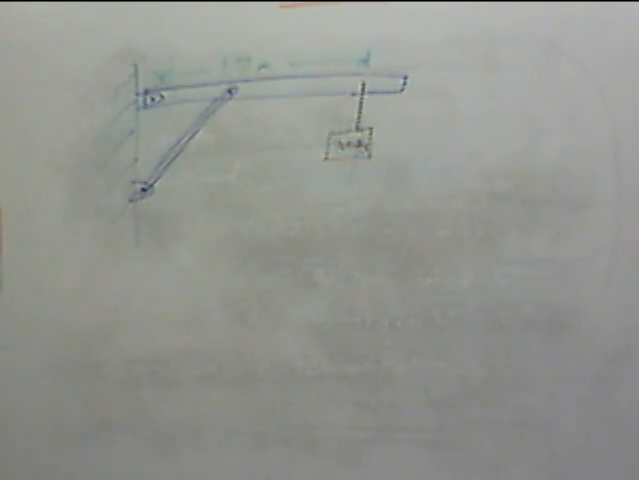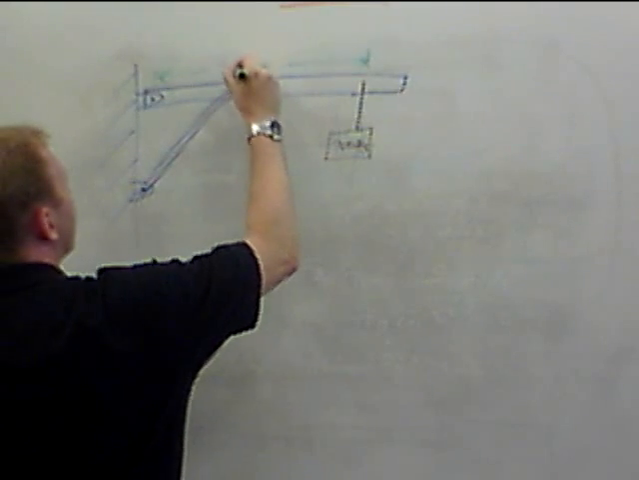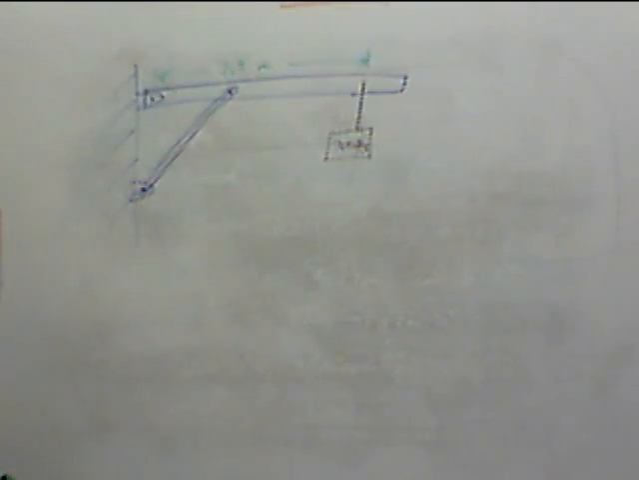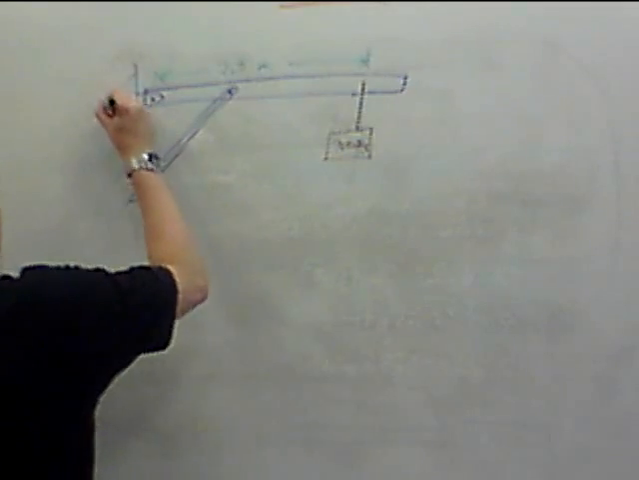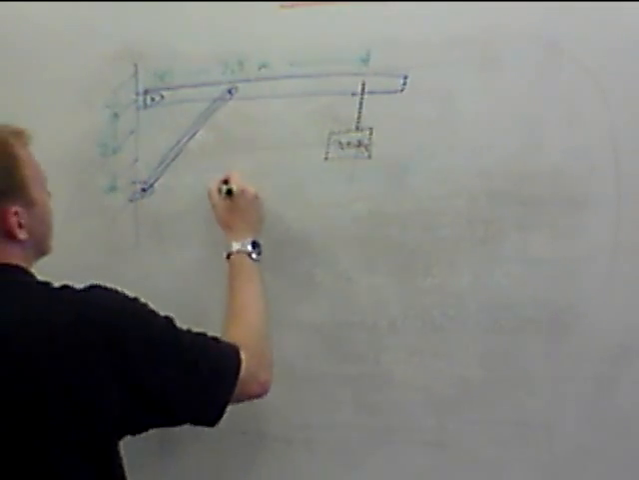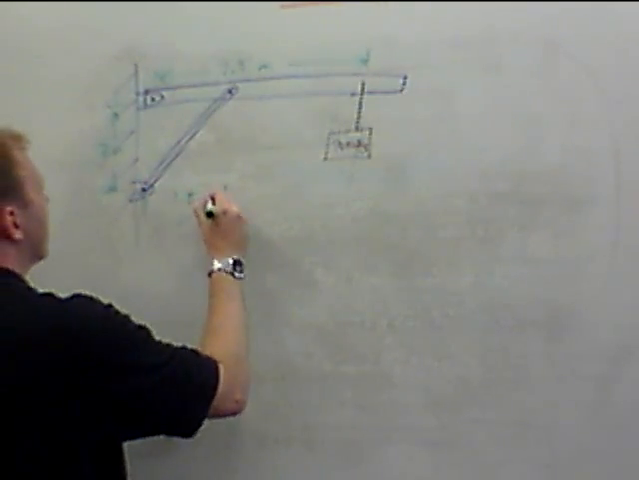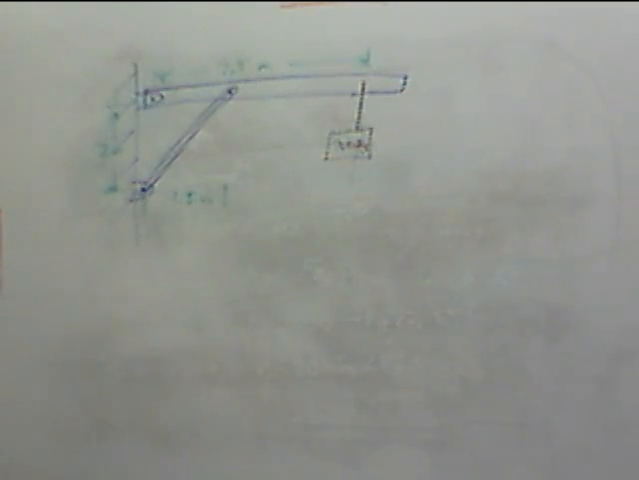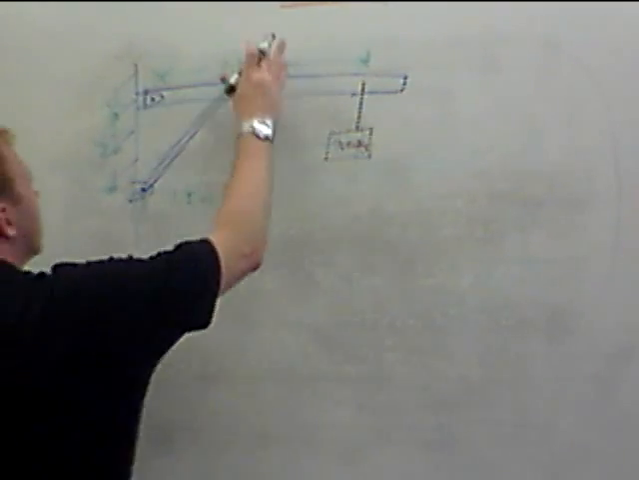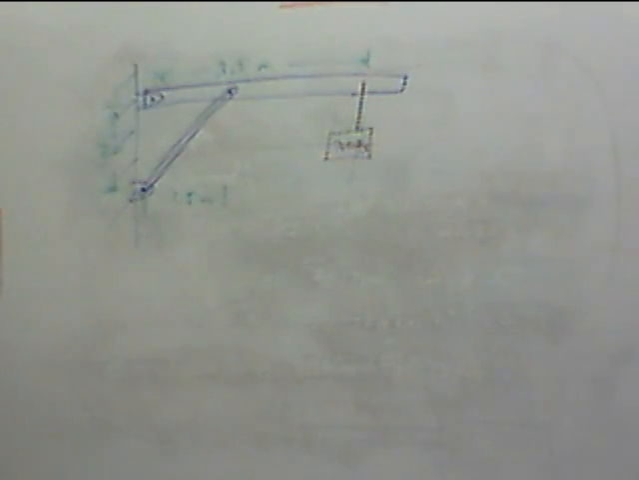Okay, hold on. We're going to make that 1.5 meters. We'll make this 2 meters. This distance here will be 1.5 meters. And again, let's keep this so it looks like something close to scale. We'll make this 3.5.